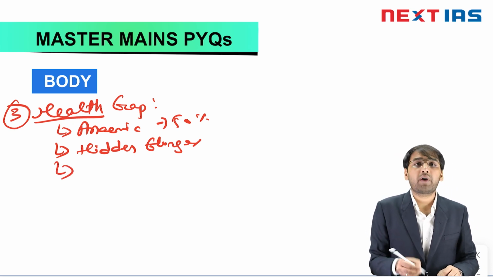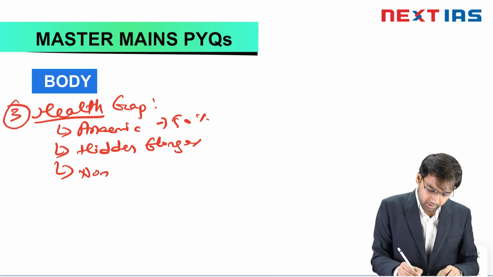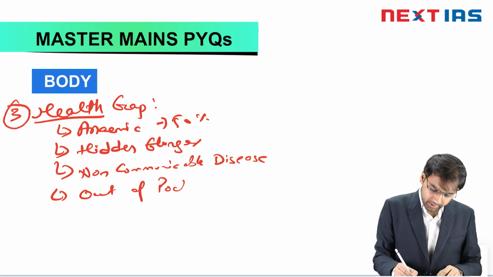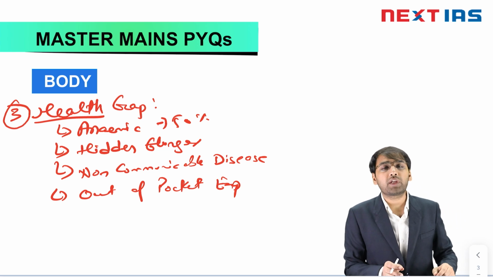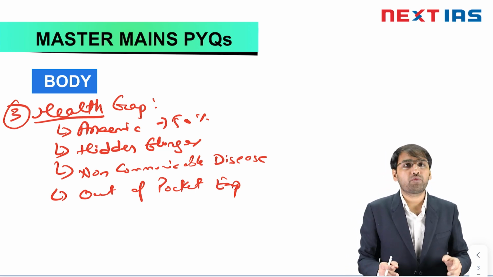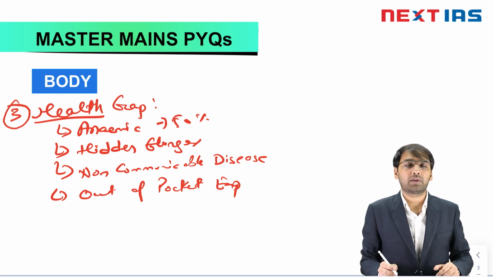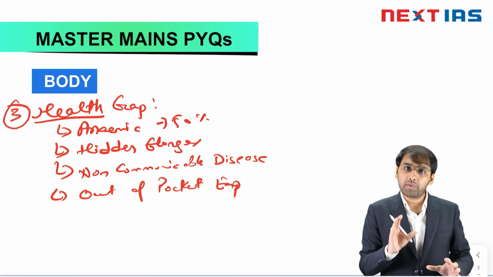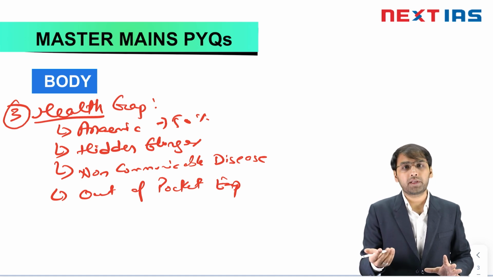Then we have high prevalence of non-communicable disease. Then the issue of out of pocket expenditure. So these are some of the major issues that still hamper the human resource development in the health sector. You can choose any 1 or 2 points and write them in your answer. Try to make your point very short. 1 or 2 lines would be sufficient because the major focus of your answer should be the measures.